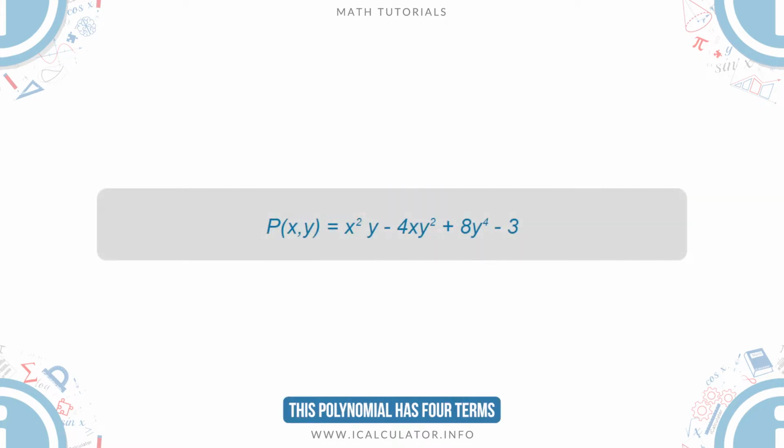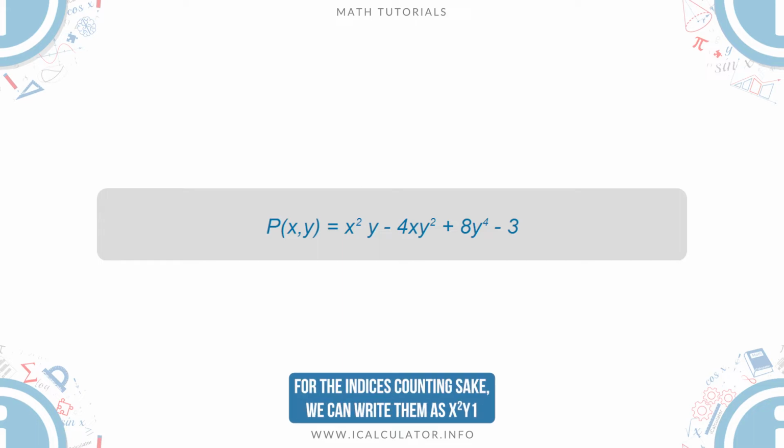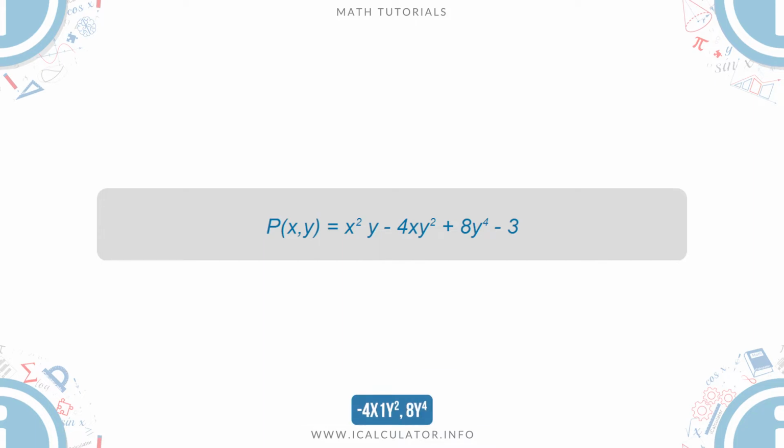This polynomial has 4 terms, x squared y, minus 4xy squared, 8y to the power of 4, and minus 3 respectively. For the indices counting sake, we can write them as x squared y1, minus 4x1y squared, 8y to the power of 4, and minus 3 respectively.